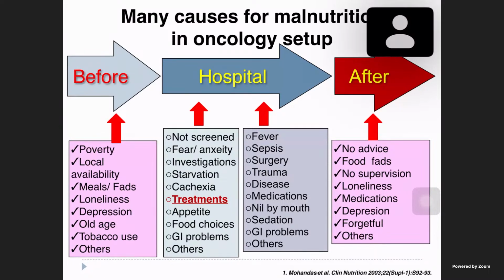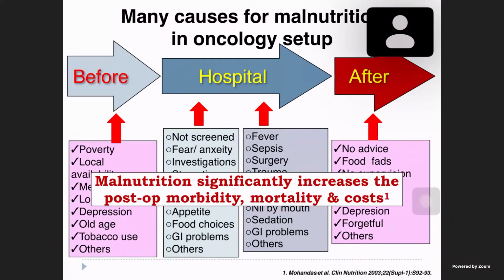So again, once the treatment is over, the patients may have dietary or nutritional deficiencies because of depression, they don't have adequate advice, there is no supervision, they feel depressed or lonely. So it significantly increases the cost, mortality, morbidity, and affects the effectiveness.